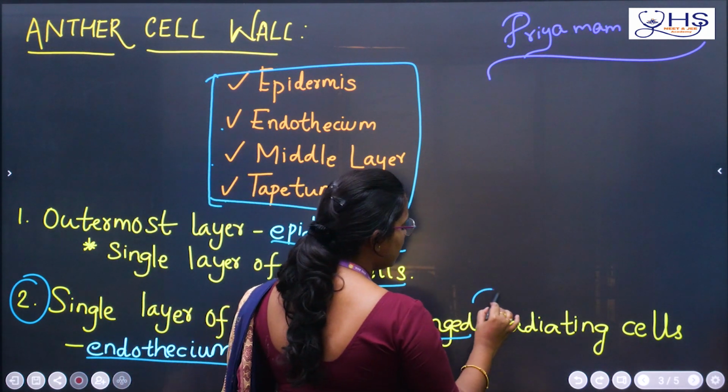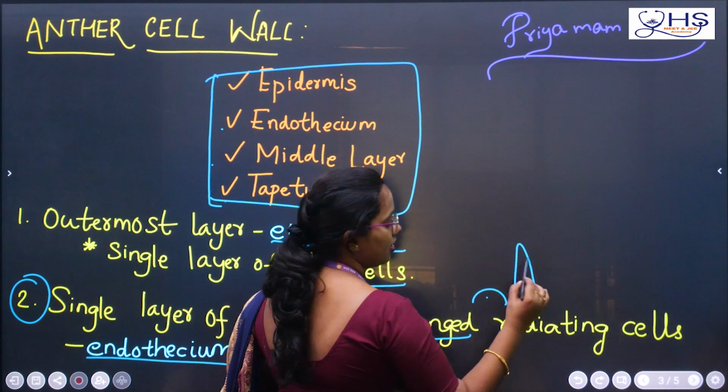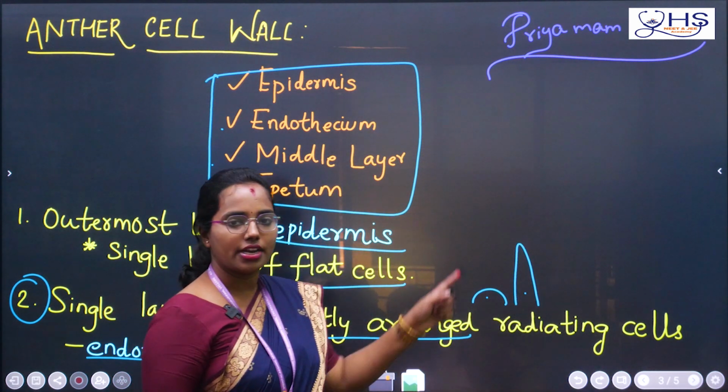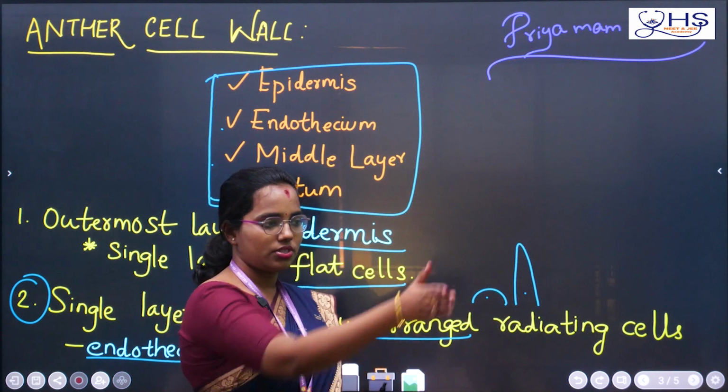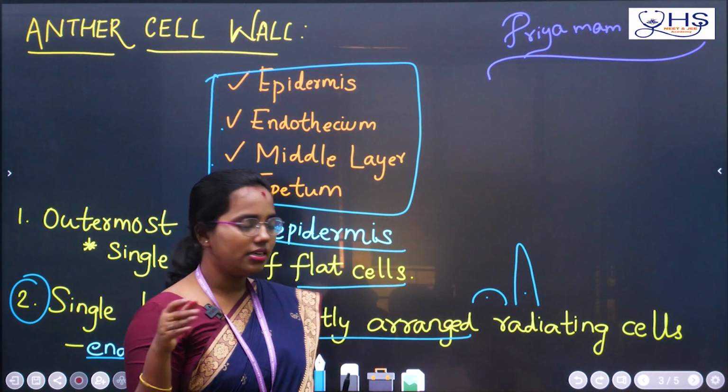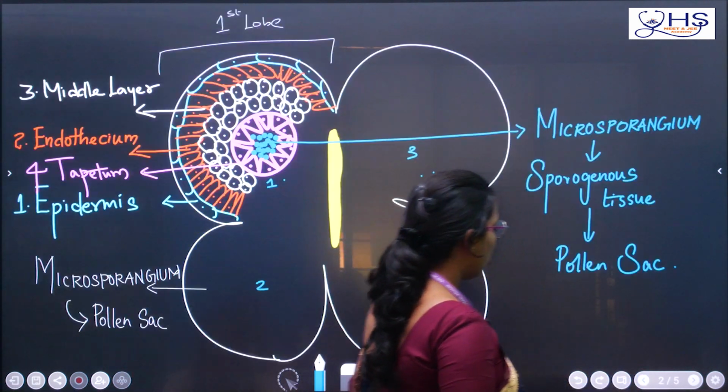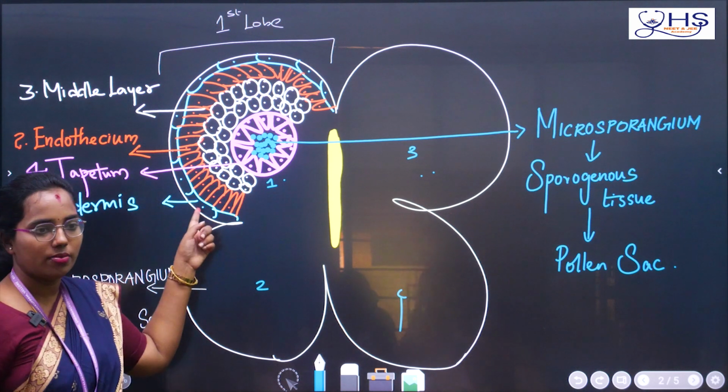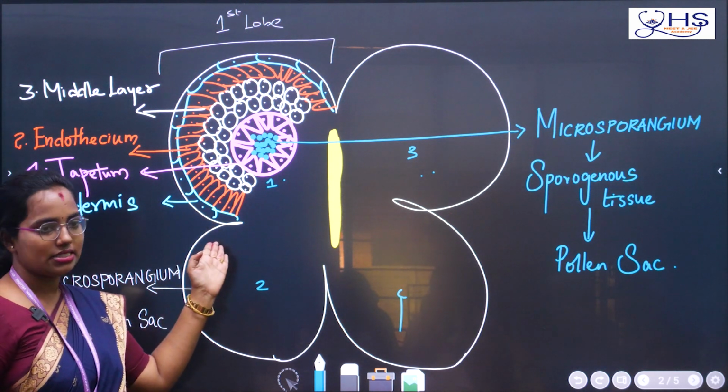Radiating means, see, this is a non-radiating cell, this is a radiating cell. The radiating cell has some projection towards the outside. That is called radiating cells. We have made the difference even in the diagram. This is a radiating cell and this is a flat cell.